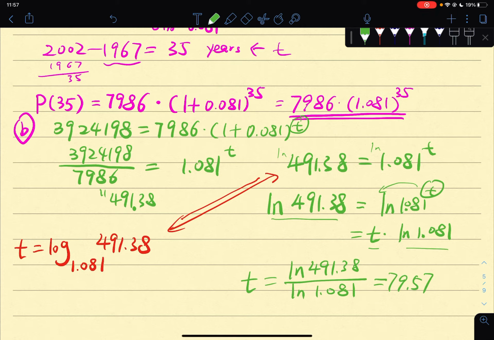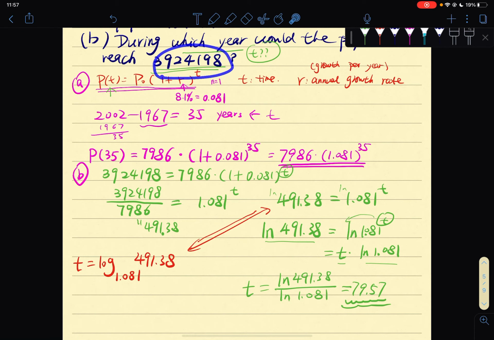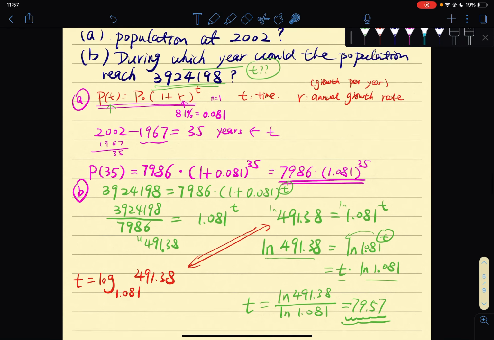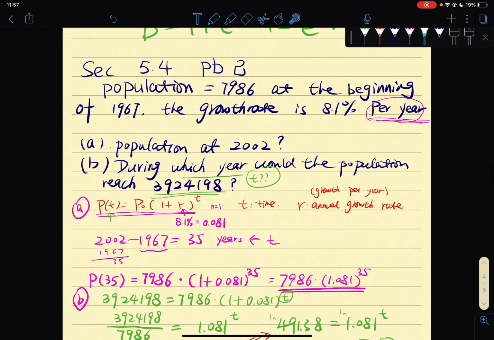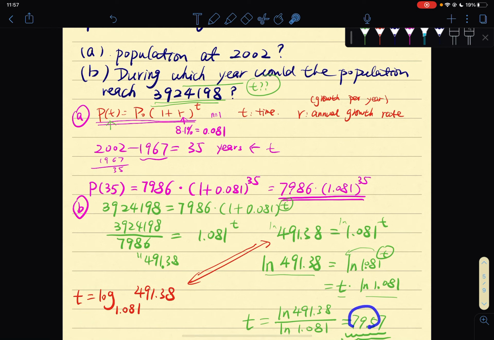79.57. Okay, don't get super excited just yet. You are simply saying that 79.57 years later, I'm going to reach the population you asked me to reach. But what's the question? The question didn't ask how many years you have to wait. They ask during which year it can achieve this population. When do I start? It started in the year 1967, and you talk about 79 years after that.